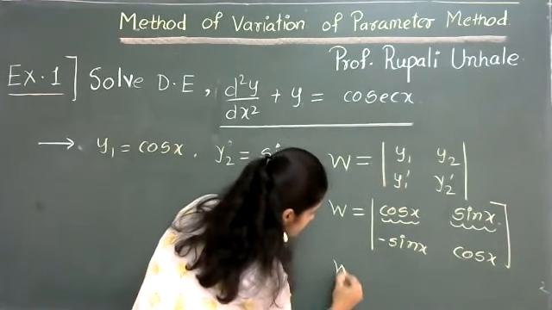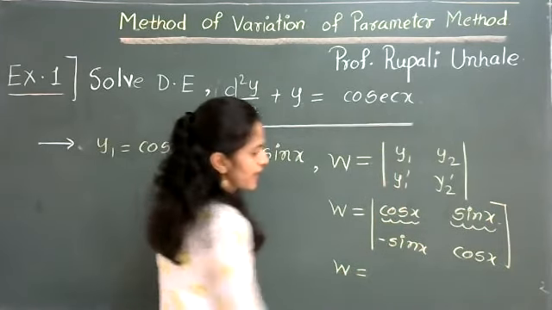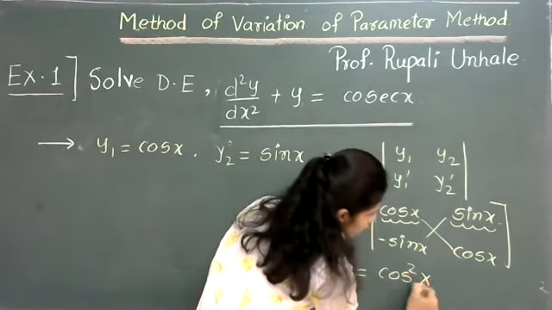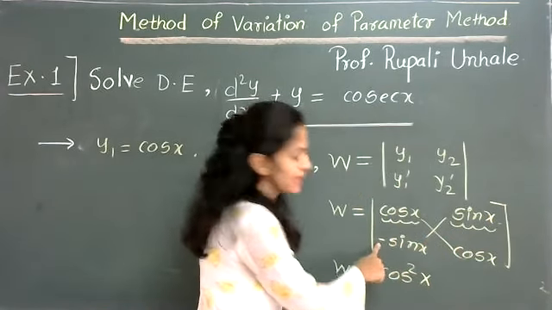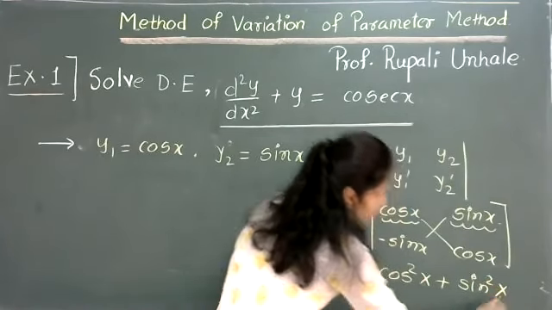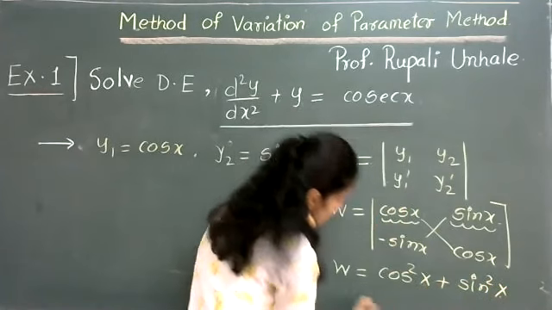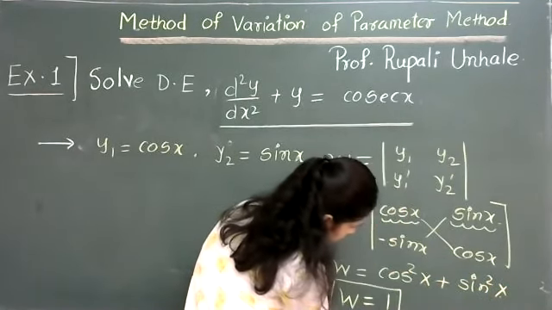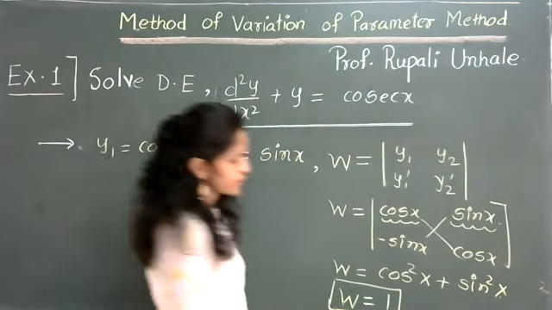So if you solve this determinant, you will get cos square x minus minus sin square x, so minus minus becomes plus. So cos square x plus sin square x becomes 1. So here we are getting the value of W as 1. So the Wronskian we got is 1.